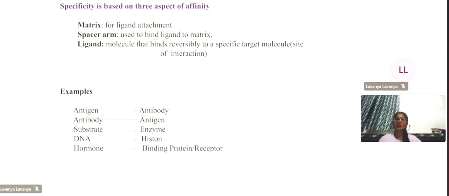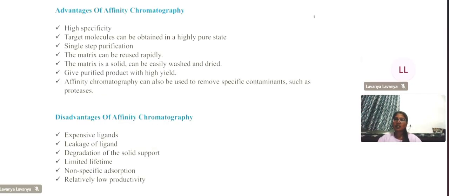Specificity is based on three aspects of the affinity: the matrix, the spacer arm, and the ligand. The matrix is for ligand attachment, the spacer arm is used to bind the ligand to the matrix, and the ligand is the molecule that binds reversibly to a specific target molecule. That's the site of interaction. Examples are antigen to antibody, antibody to antigen, substrate to enzyme, DNA to histone, hormone to binding proteins or the receptors.